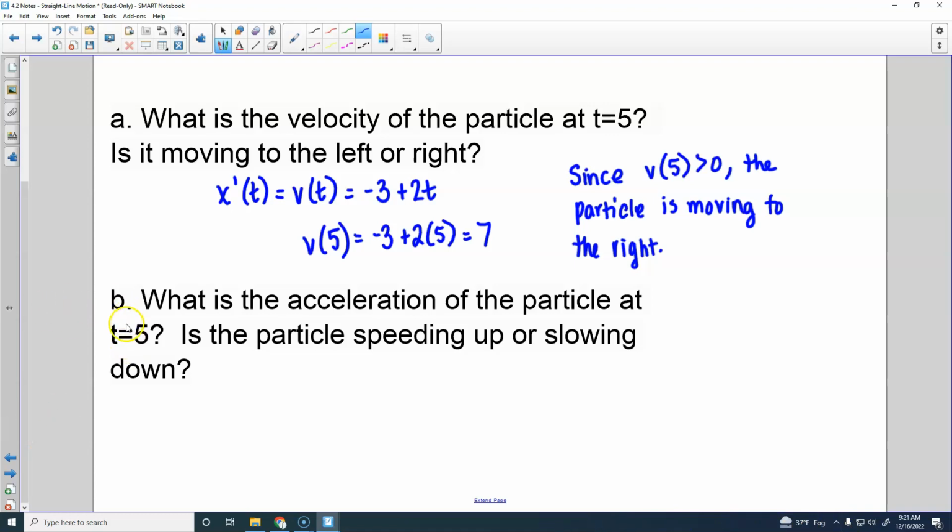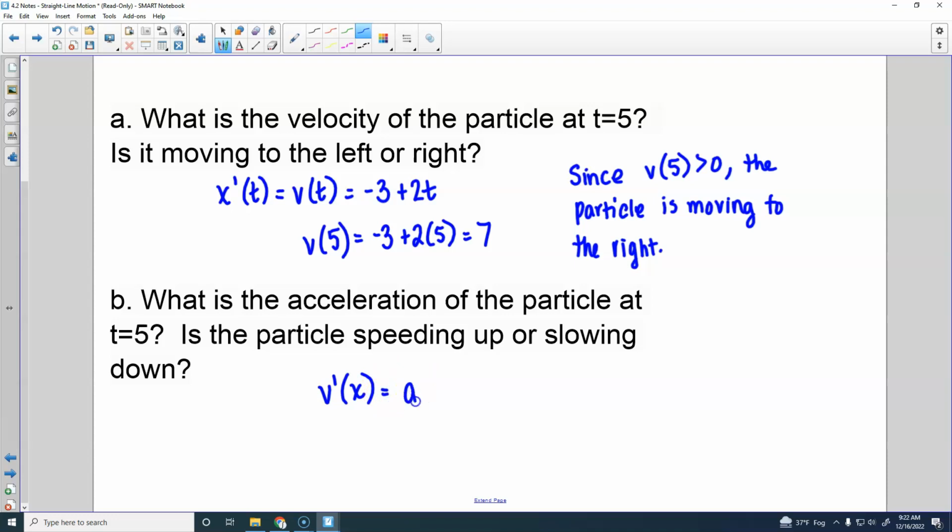B says, what is the acceleration of the particle at t equals 5? Is the particle speeding up or slowing down? Okay, so acceleration, what have I got to do? Second derivative. You can call it x double prime if you want. Assuming this is a problem with a part A and part B, they'll assume you already knew what was in part A. Since we've called this V, we can call it V prime of x, or x double prime.